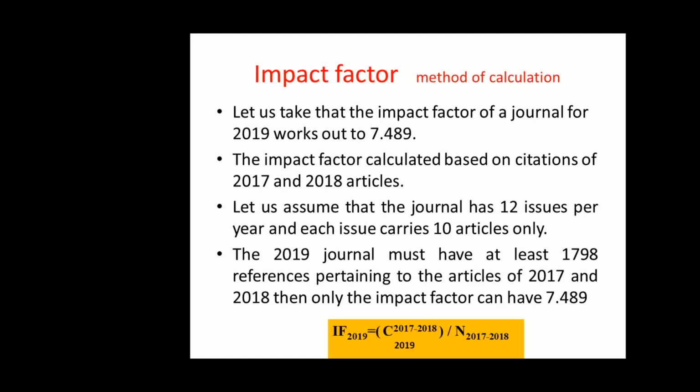Therefore, naturally, over the 2 years, the total articles may be 240. In 2019, the journal must have at least 1,798 references pertaining to the articles of 2017 and 2018. Then only the impact factor can be 7.489. The formula that we are using: impact factor 2019 equals citations of 2017 and 2018 articles in 2019, divided by the number of articles in 2017 and 2018. It indicates that the impact factor is not a constant. It varies from year to year.